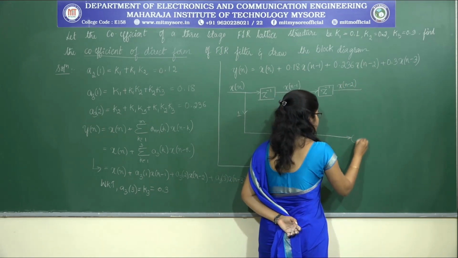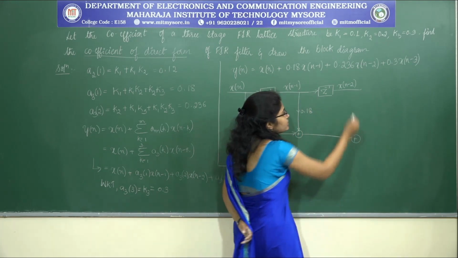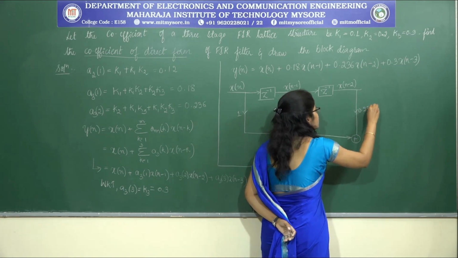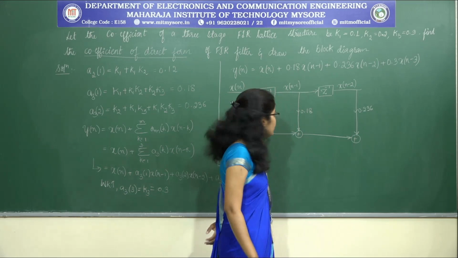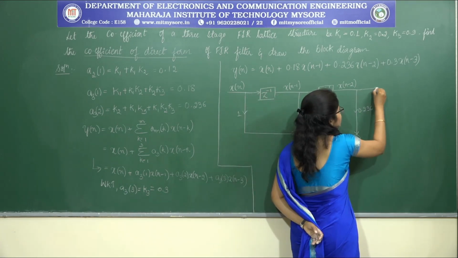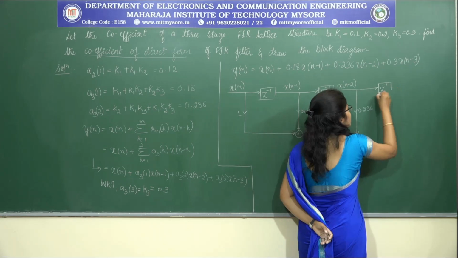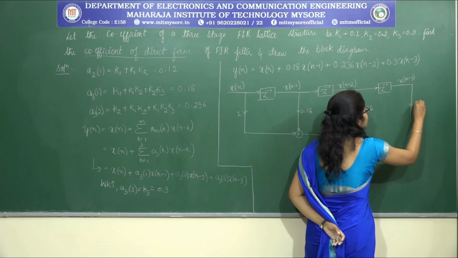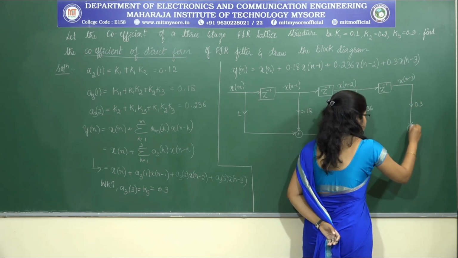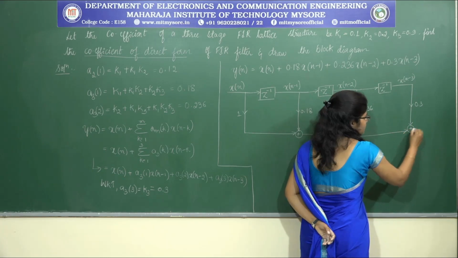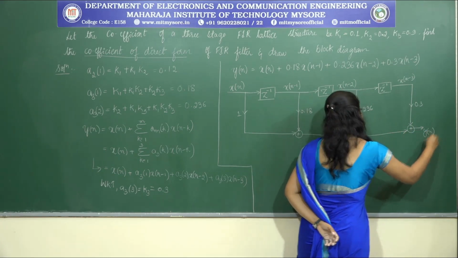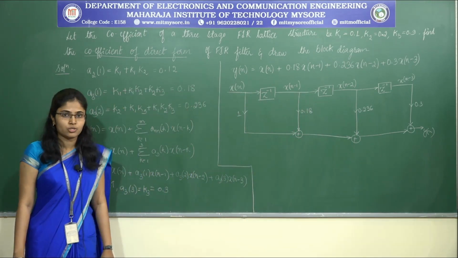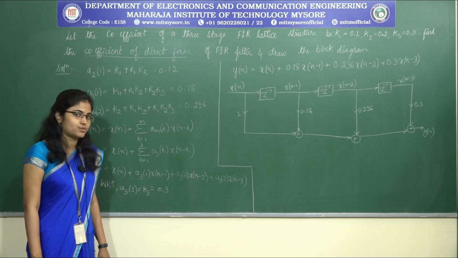Feed the output of this adder to the next adder, and this should be multiplied with 0.236 and given to the adder. Now again this should be delayed once, which gives us x of n minus 3, which has to be multiplied with 0.3 and given to the adder, and the output is here. So like this we can draw the direct form structure with the help of the coefficients of the lattice structure.